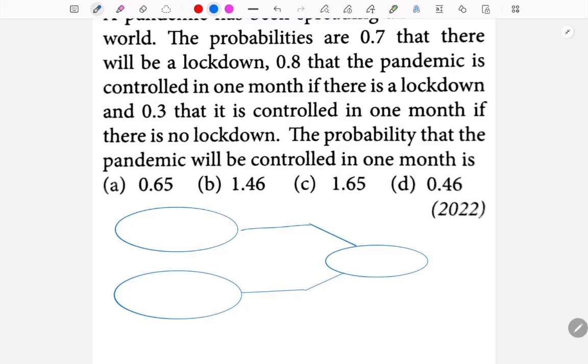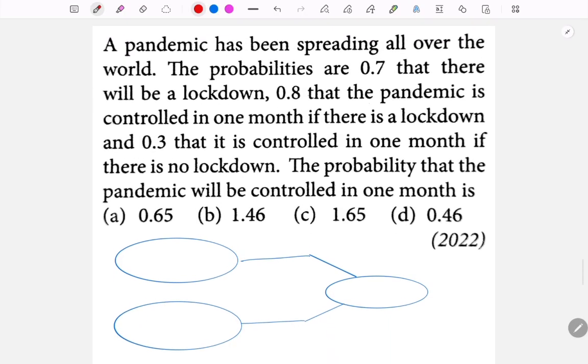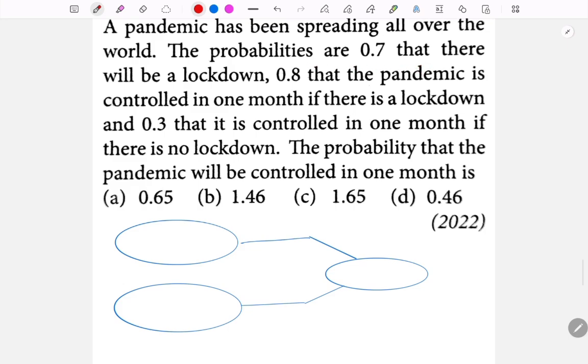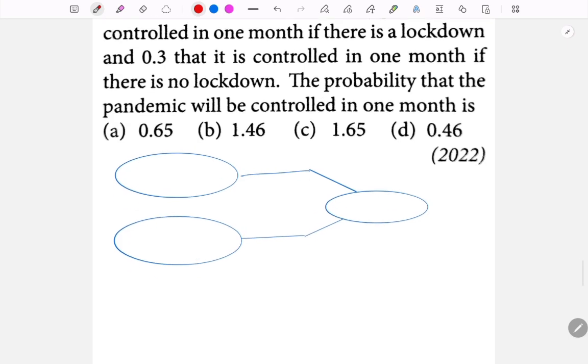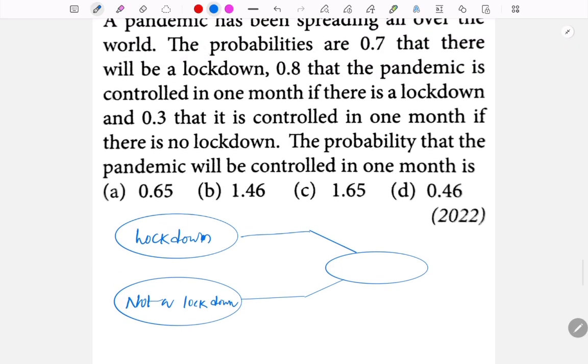Yes. Now let us take the first one. What did they give here? First one, the probability. It means the probability that there will be a lockdown. Okay. First one, lockdown. This name. What is this event name? Lockdown. What is the second one? If it is lockdown, the second one is no lockdown, right? Not a lockdown. And let us take this event name as E1 and this event name as E2 and this event name is A.